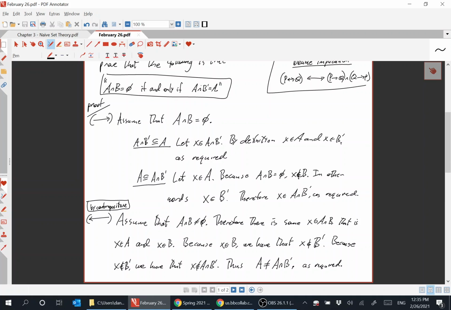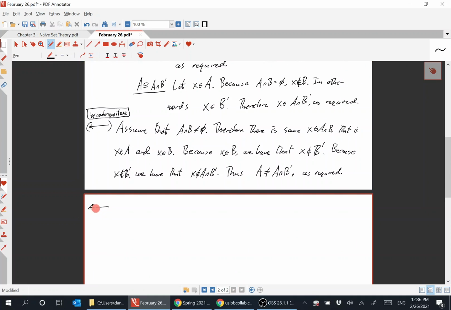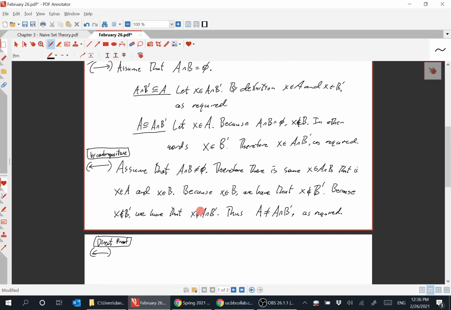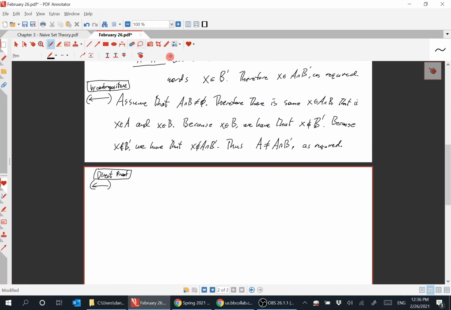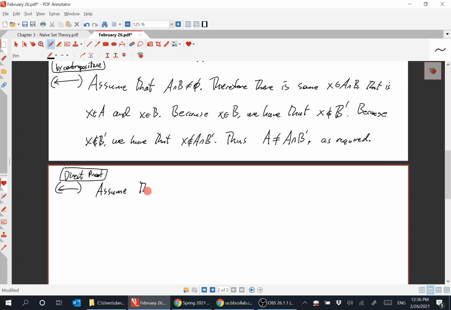But let's do a direct proof now instead. So this was a contrapositive proof of that direction. So let's do this again, this time a direct proof. So we're trying to show, in this case, if A intersection B complement is equal to A, then A intersection B is the empty set. So assume that A intersection B complement is equal to A.